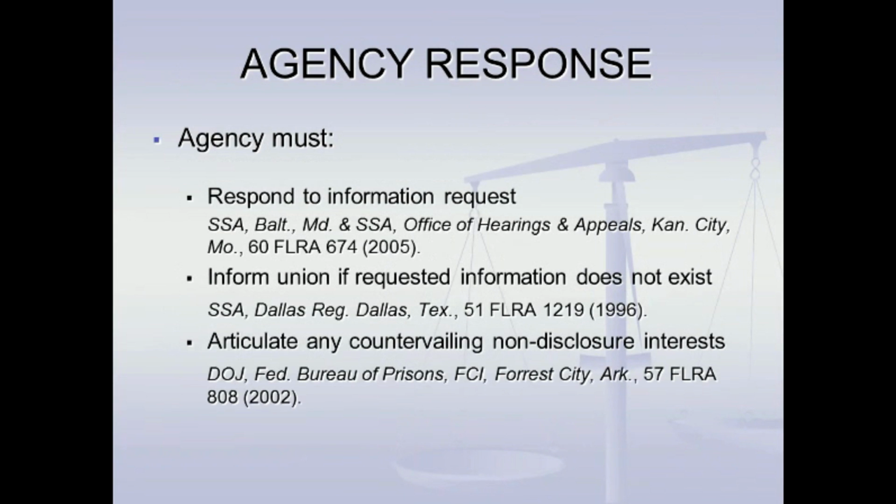When an agency gets an information request, it must respond in some way, even if the union is not entitled to the information. The agency must tell the union if the information doesn't exist or explain any interest it has in not providing the information, which is referred to as a countervailing non-disclosure interest. For example, if a union asks for the location of all surveillance cameras, the agency may assert a security interest in not providing that information. However, the agency must raise this concern at the time the request is made. Raising that at hearing is too late.